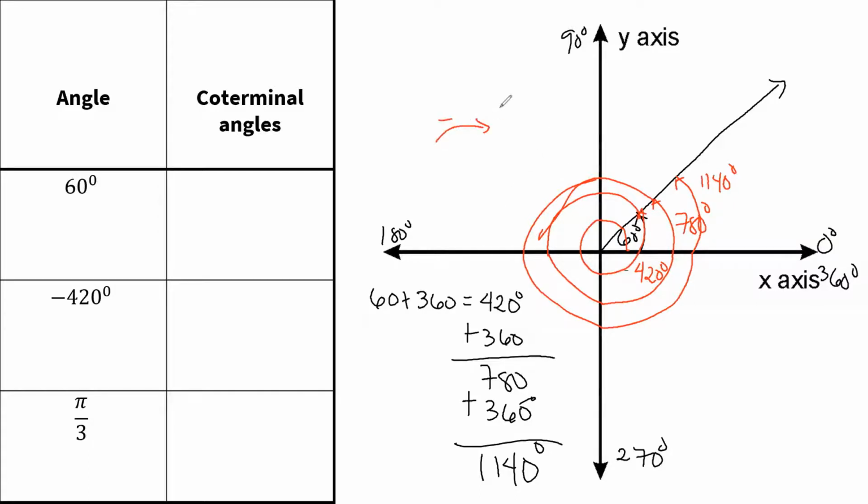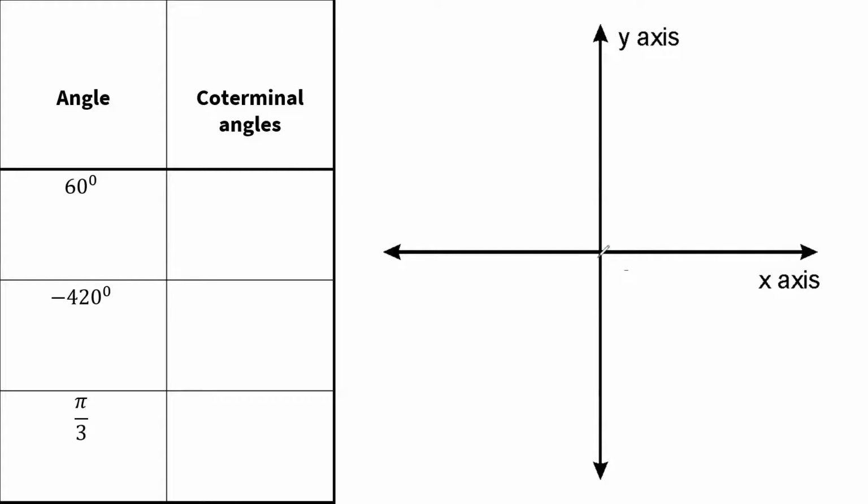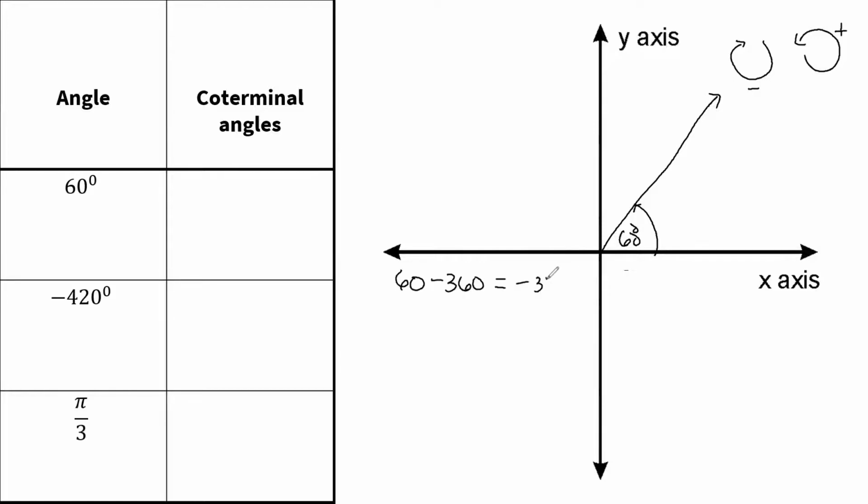That is a negative angle. Now let's find the negative coterminal angles of 60 degrees. So again, this is the 60 degree angle. Negative means the rotation is clockwise. Take note that if the rotation of the terminal side is clockwise, the angle is negative. If the rotation of the terminal side is counterclockwise, the sign of the angle is positive. Let's find the negative coterminal angles of 60. If that is negative, we're just going to subtract 360. So 60 minus 360 is negative 300 degrees.